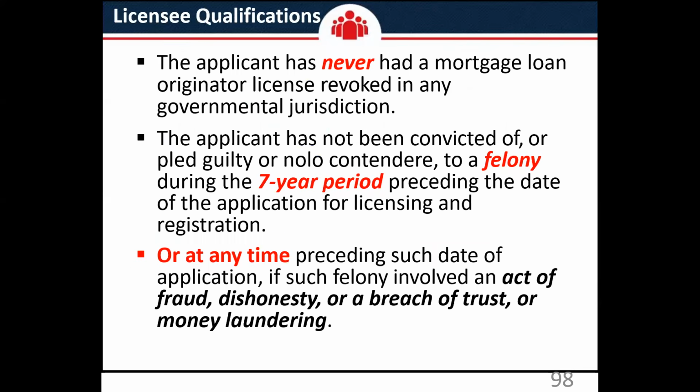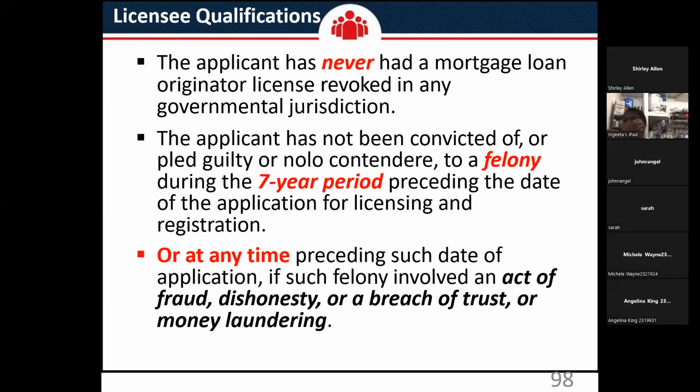Now, information on how you cannot get a license or how it can be revoked. If the applicant has never had a mortgage loan originator license revoked in any governmental jurisdiction, he's fine. If the applicant has not been convicted of or pled guilty or nolo contendere to a felony during the 7-year period preceding the date of the application for licensing and registration, that's fine. Or at any time preceding such date of application, if such felony involved an act of fraud, dishonesty, or breach of trust or money laundering, the applicant will not be able to get a license.